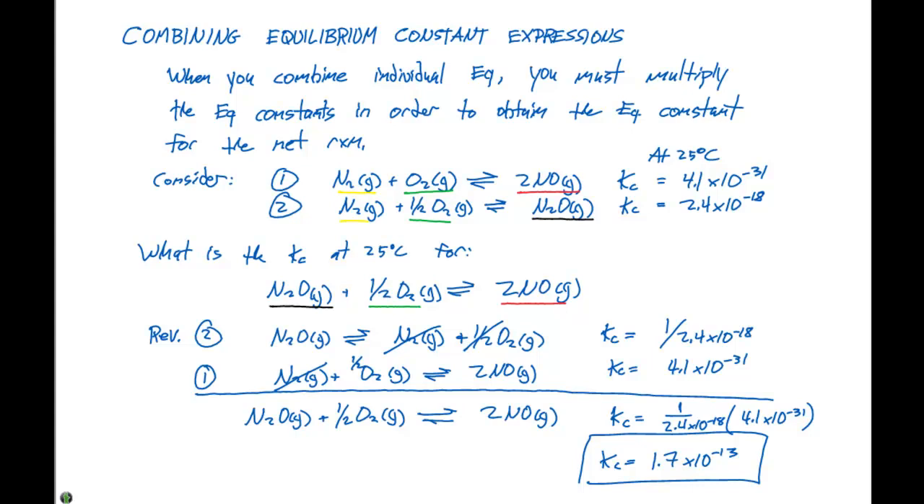So when you're combining two equations together to get a net reaction, you have to be able to manipulate the steps of that reaction, using the same tactics that we did in the previous video. Then when we add up all those equations, we're going to multiply the K values to come up with our overall K for the net reaction, which in this case is 1.7 times 10 to the minus 13.